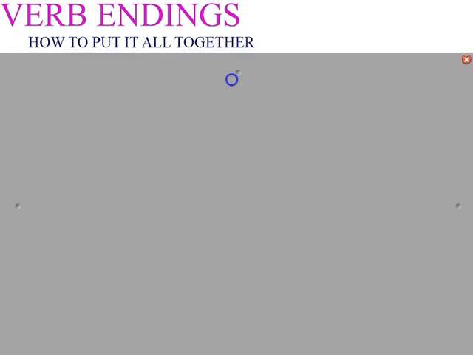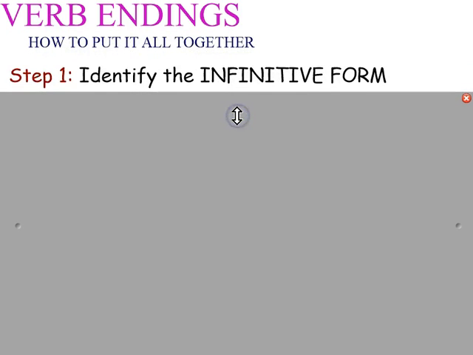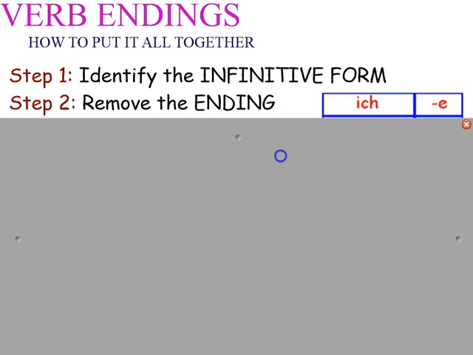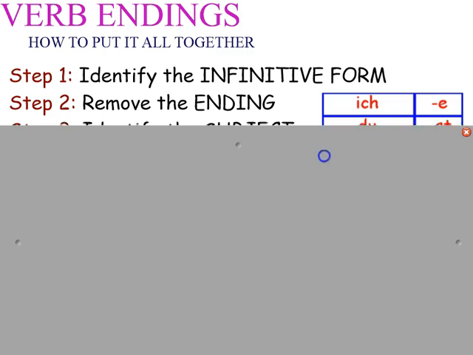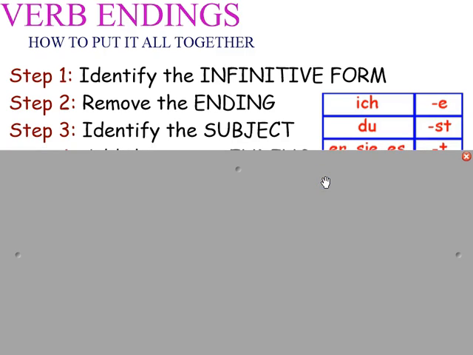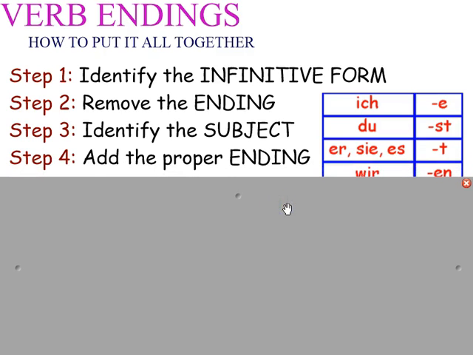And now let's look at putting it all together. I like to put things in steps. Step 1, you would identify the infinitive form of a verb. Step 2, you would remove the ending. Remember, an infinitive form commonly ends in en, so that's what we're going to remove in step 2. Step 3, I would identify the subject, be it a personal pronoun, name, or group of names. And then I would add the proper ending based on the subject identified in step 3.